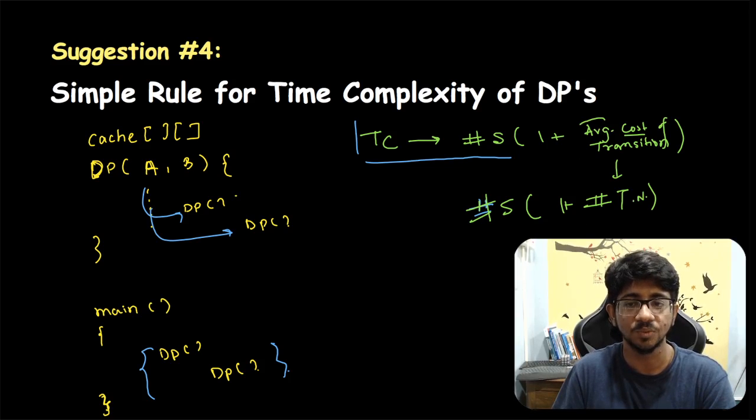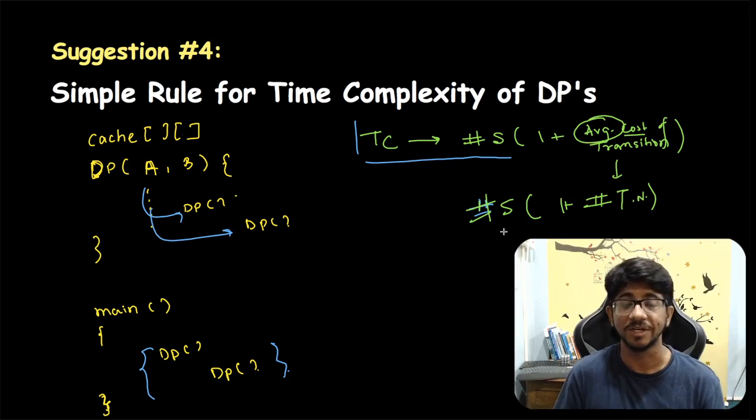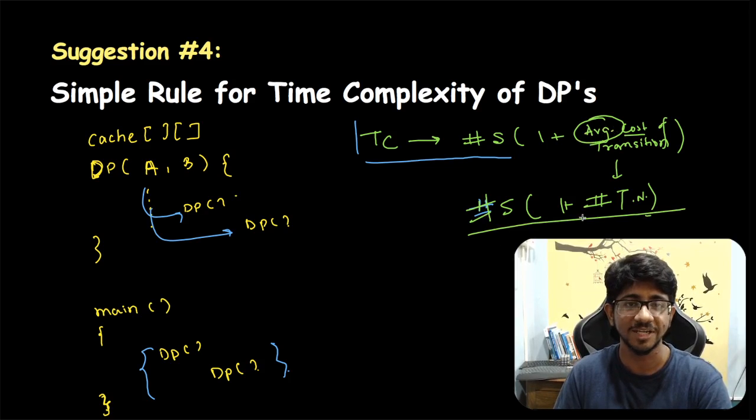But note that there is this word average. In most questions, it's like 2 or N or so, but on average, it might turn out to be log N for some particular problem. So there are more questions which might have better requirements. So keep this term in mind. Okay? But for most problems, this is going to be sufficient: number of states multiplied by 1 plus number of transitions.